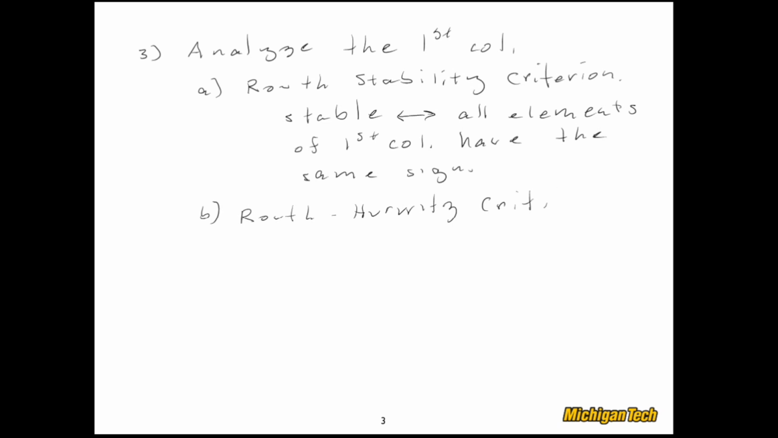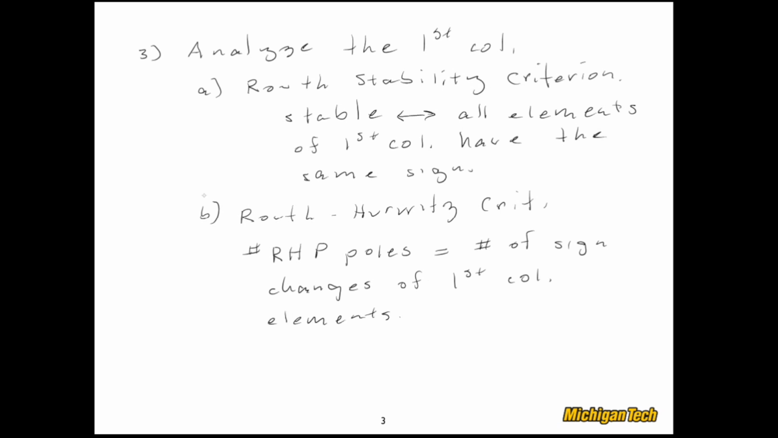And it says that the number of poles in the right half plane is equal to the number of sign changes of the elements in that first column. So I'll abbreviate it like this. Number of right half plane poles is equal to the number of sign changes of first column elements. Beautiful. And that's really the one that we're going to use because that's a stronger condition than the other one.